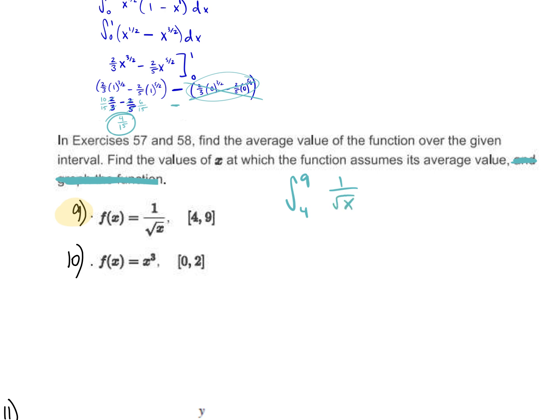What do I have to multiply this by? Awesome. 1 over b minus a. So this is our a and our b. So 1 over 9 minus 4. So 1 over 5 times our integral from 4 to 9 of, how else could I write this? X to the power of negative 1/2. Perfect. Dx.